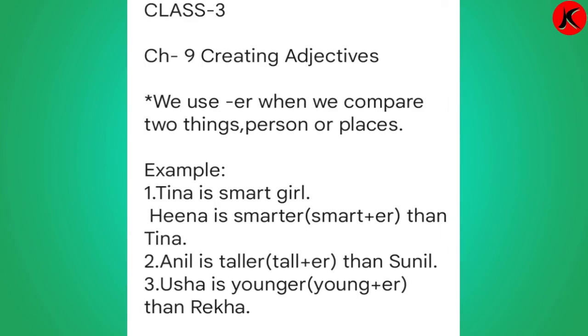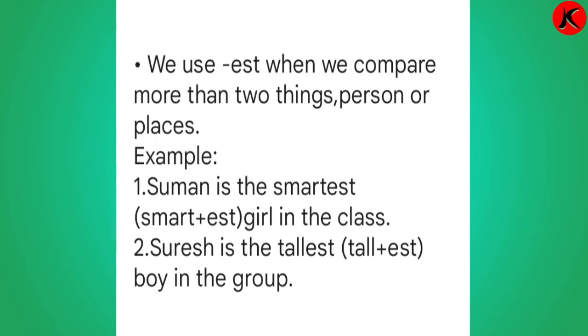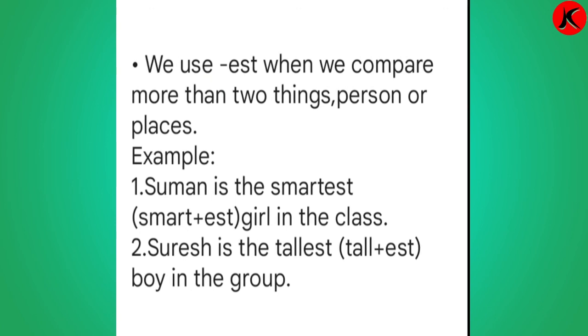Over here we learned er, that is the comparison between two persons, things or places. And with est, it is called the superlative degree, and it counts from the group, from the bunch, that this boy or this girl is the smartest, the tallest. So it is said more than two things, which might be 5 things or 7 things, or 100 times, like that. Dear children, I hope you have understood. Once again we will read.